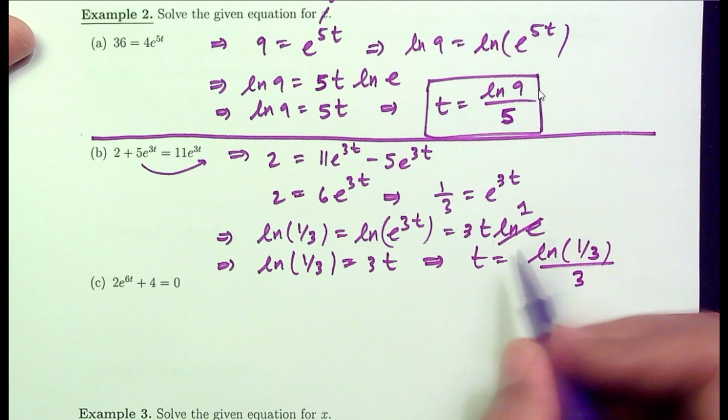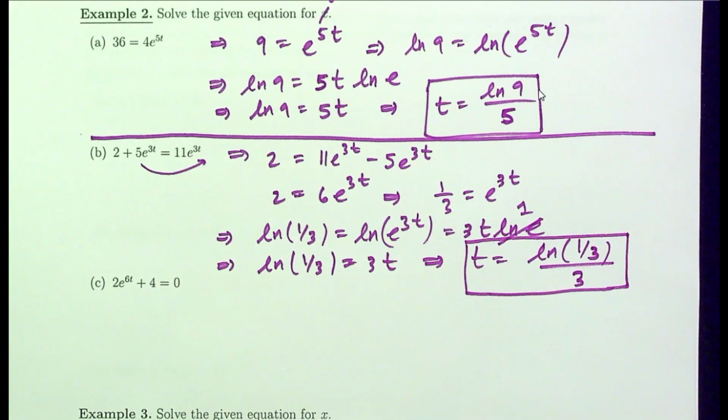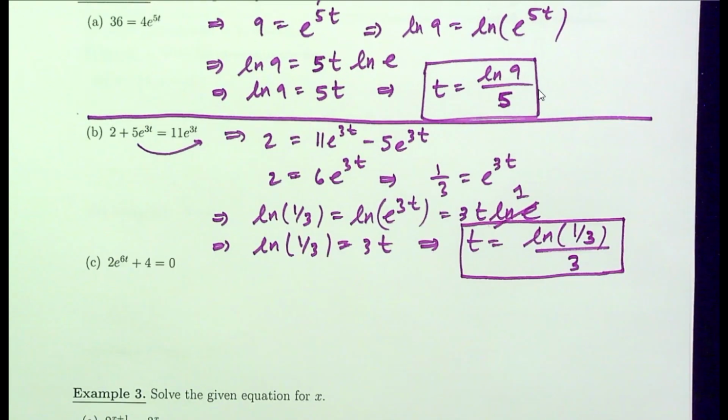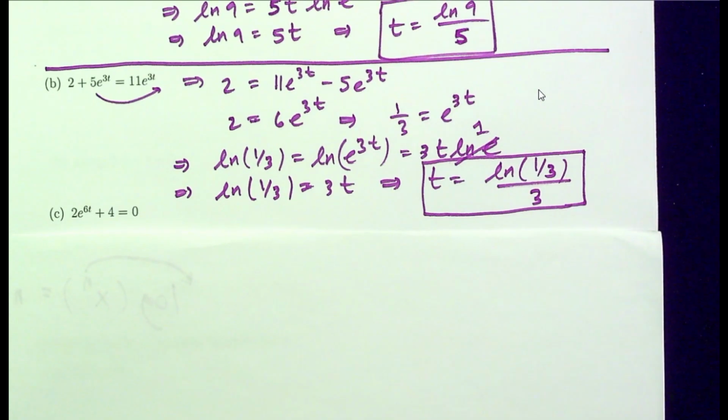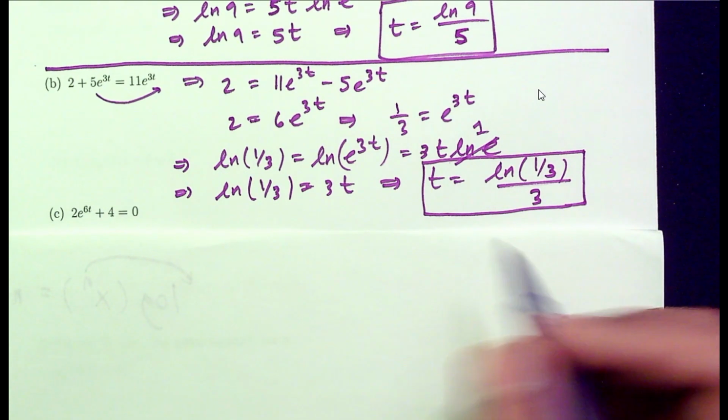That's our answer. Ln of 1/3 over 3. Now you could rewrite the answer. As I said, you could rewrite this answer slightly differently. That is perfectly fine. But you could write this. You could use other properties of logarithms to offer this answer slightly differently.